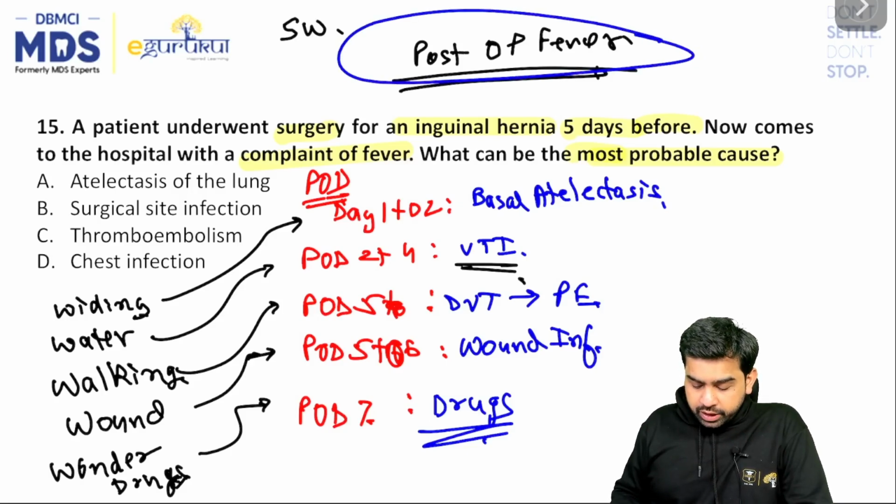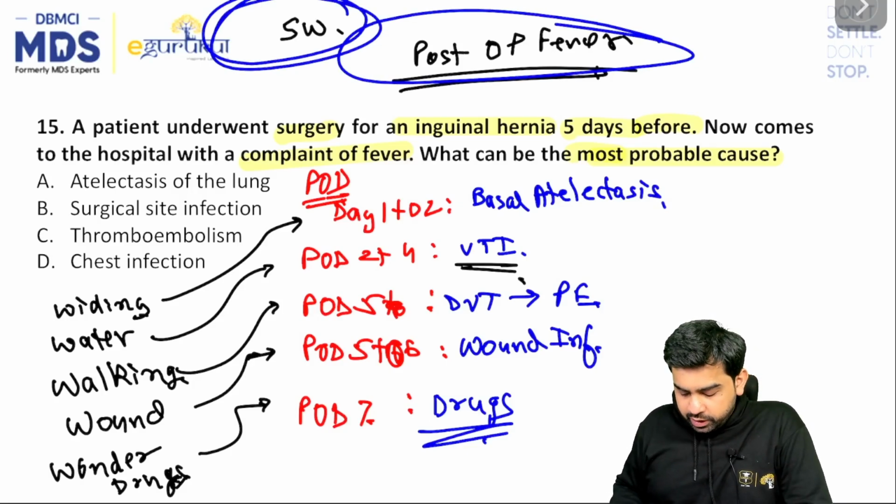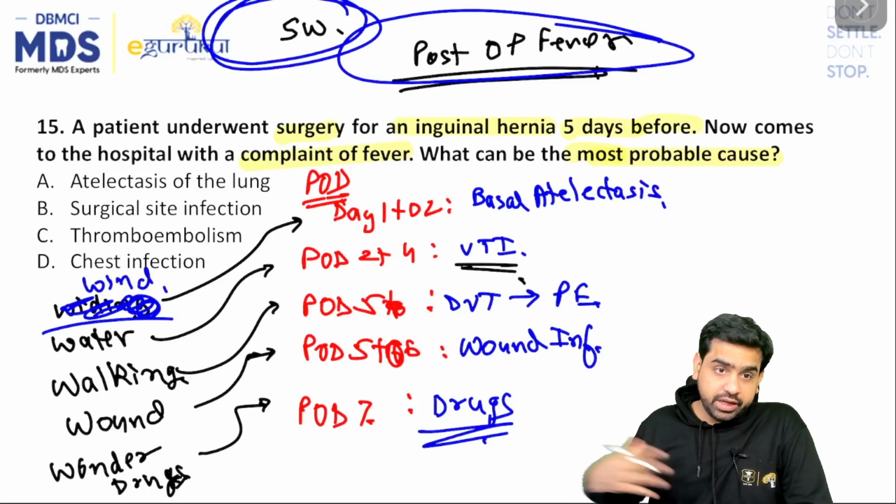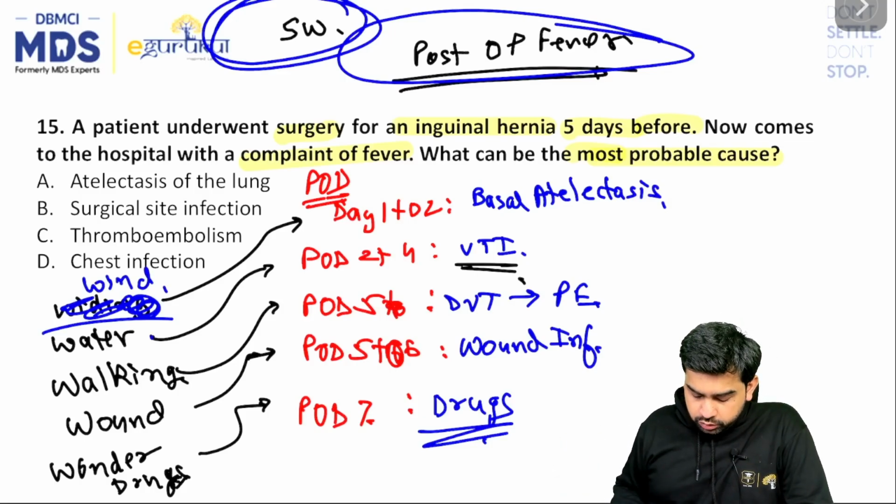Causes of post-op fever can be remembered by the 5 W's. What are these particular 5 W's? Wind, wind means basically basal atelectasis, then water, walking, wound, and the wonder drugs. Okay, so I hope you have understood this particular point.